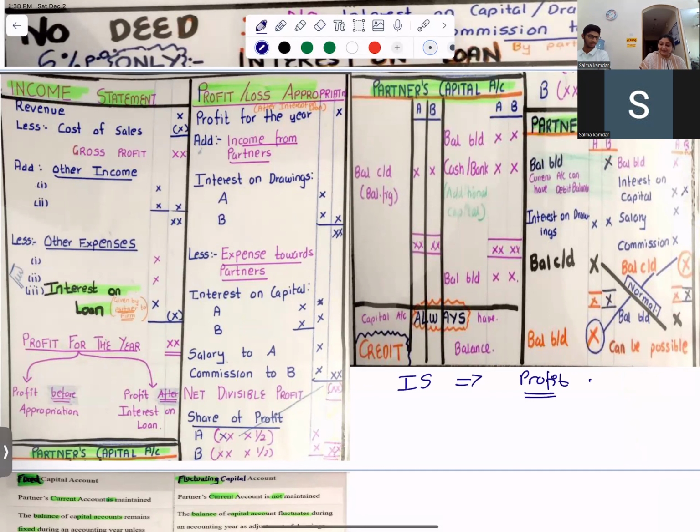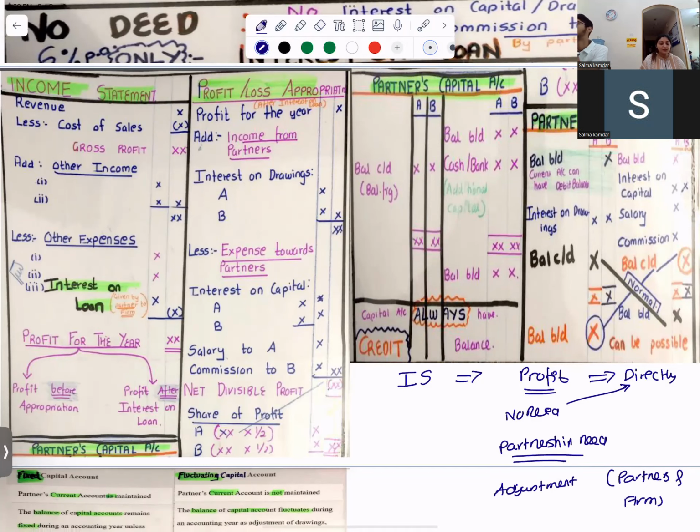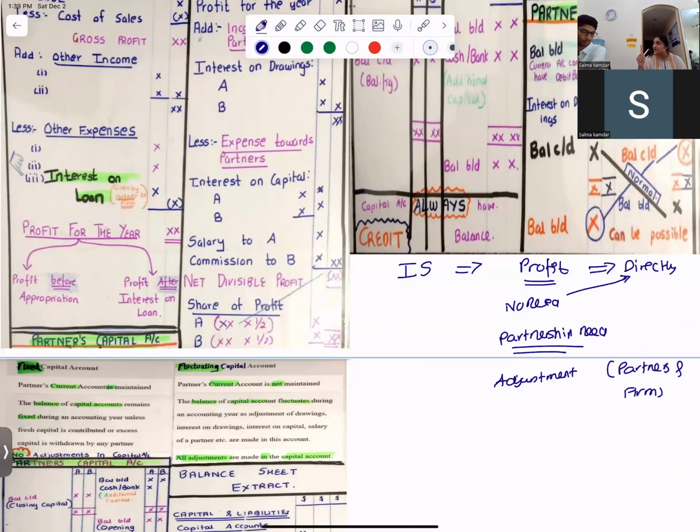What will you do for this profit? Will you divide it directly, or will you do some adjustments? If there is no partnership deed, then whatever profits you get, you divide directly. If there is a partnership deed, then first you need to do adjustments. These adjustments happen between the partners and the firm.